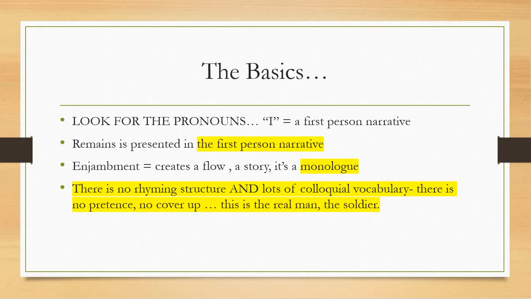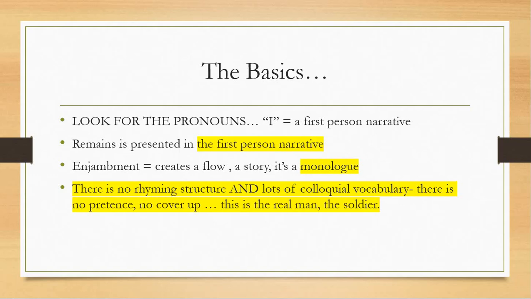We've mentioned that enjambment is a structural technique. It creates a flow, a story. If there's a first person pronoun "I", if there's enjambment and we get that flow of a story, it becomes a monologue. What is a monologue? A monologue is a one person story. It's a drama technique. It's dramatic. It's a one person speech.